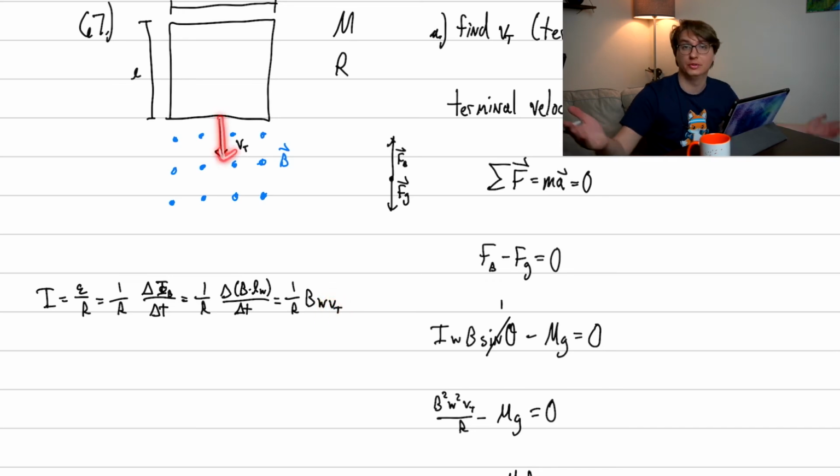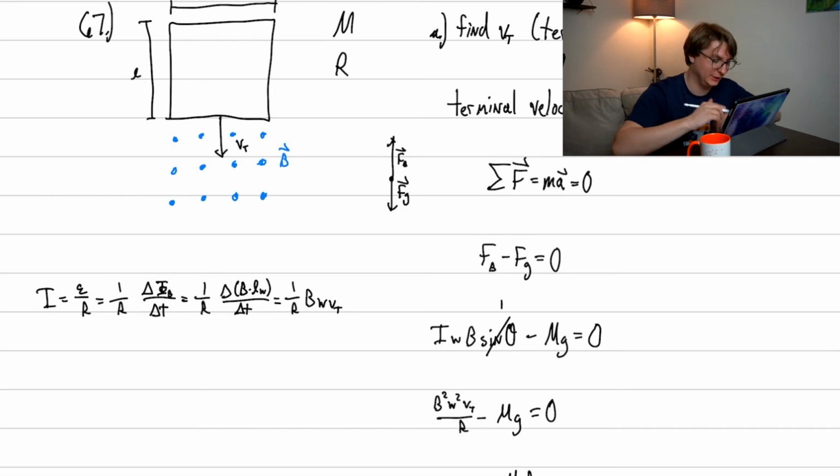So presumably we know that. And actually, presumably we don't know it. That's the goal of the question. We need to find the terminal velocity. So that's nice that that shows up in that kind of way. We want to find the terminal velocity. Okay, reminding myself what the problem is.